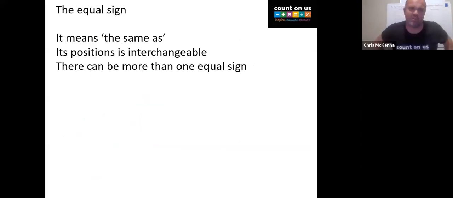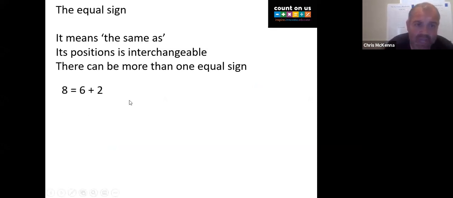Okay, the equal sign. We're going to talk about the equal sign. What does the equal sign mean? It means it's the same as. It means the same as something else. And I want to talk about its position being interchangeable, and I'll show you what I mean by that. And there can be more than one equal sign. So a lot of the time in maths we think the equal sign basically is at the end and it gets us the answer, but that is not the case.